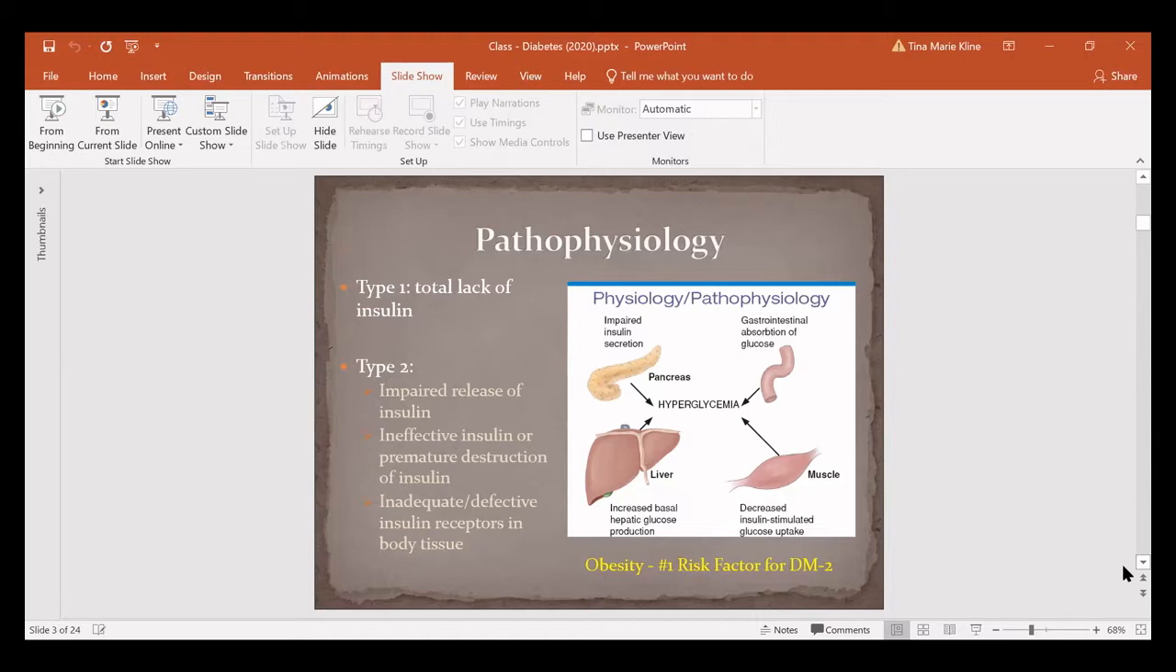So it's really important to understand with type 2, we can use insulin. With type 1, you cannot use any of the oral anti-diabetic meds or the non-insulin injectables. Okay, type 1 absolutely needs insulin.